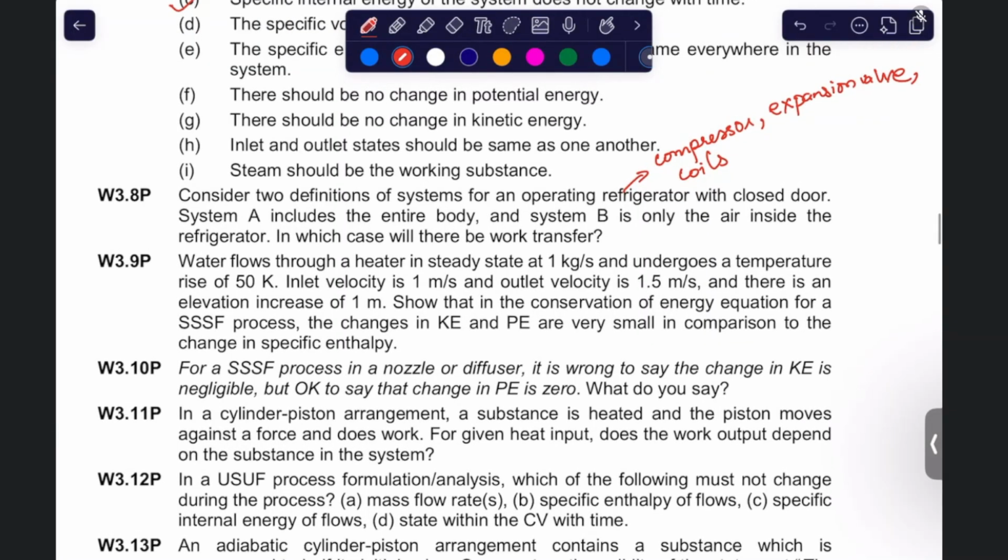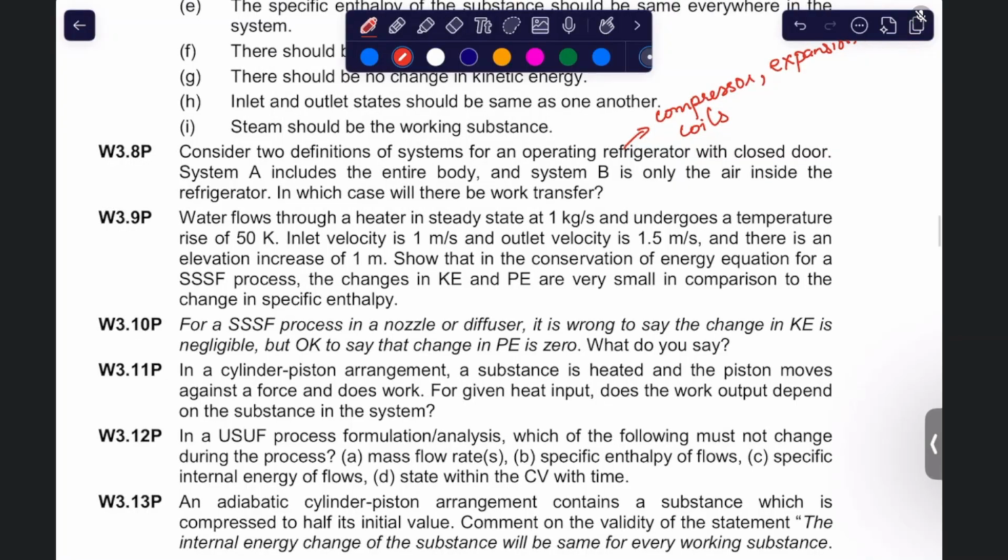Now next up is water flows through. Water flows through a heater in steady state at 1 kilogram per second and undergoes a temperature rise of 50 Kelvin. Inlet velocity is 1 meter per second and outlet velocity is 1.5 meter per second, and there is an elevation increase of 1 meter. Show that in the conservation of energy equation for a steady state flow process, the changes in KE and PE, kinetic energy and potential energy, are very small in comparison to the change in specific enthalpy.